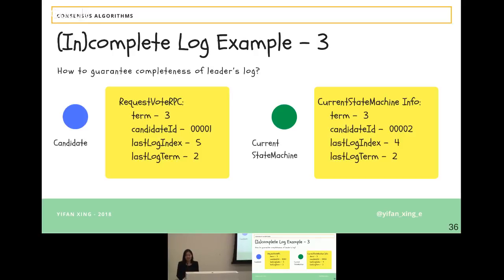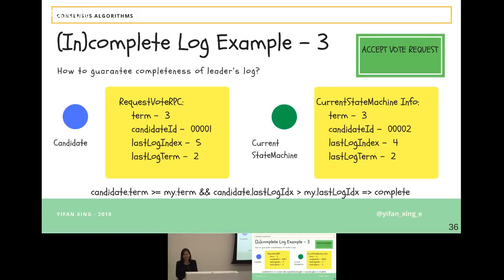Raise your hand if you think we should vote for the candidate. Oh, good. Raise your hand if you think we shouldn't. I mean, I basically sold myself by saying good, but yes, we accept the request. We vote for this candidate because we have the same term and the candidate's log is longer. So we think that the candidate has a more complete log. So we vote for this candidate.